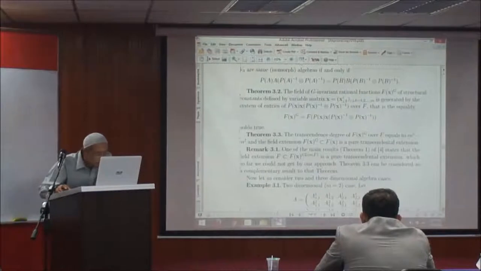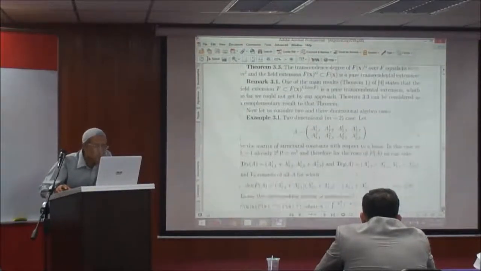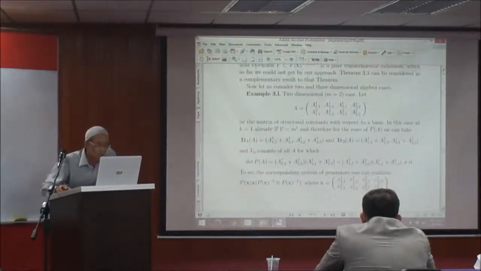Yeah, but I mean, even one example, maybe a very simple example, of how to apply your method. Okay, let me show one example. Two-dimensional case. In the two-dimensional case, the structure constants will be A, 2, 3. Okay, so you can, right? Then on this. Okay.